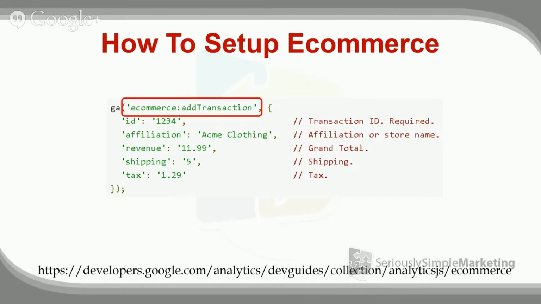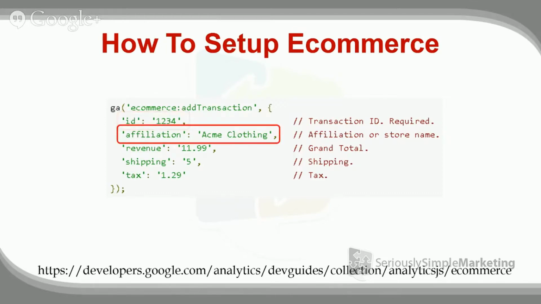So first there's a little piece of code that says, e-commerce, add a transaction, and then it gives you a transaction ID, which will show in your reports. It'll give it an affiliation, which is product line, something like that. It'll tell you the revenue that you made. It'll tell you the shipping and the tax. Now these numbers, all this stuff here, this is all stuff that you determine. You type in this stuff. And if you have a developer or you use certain plugins, these will actually fill themselves out automatically.